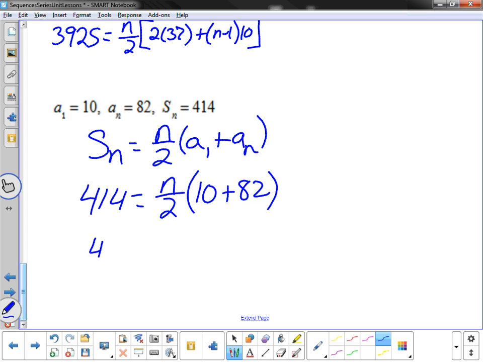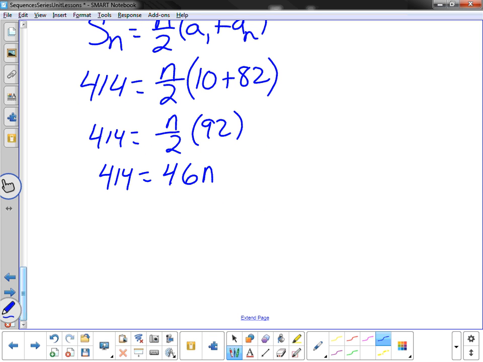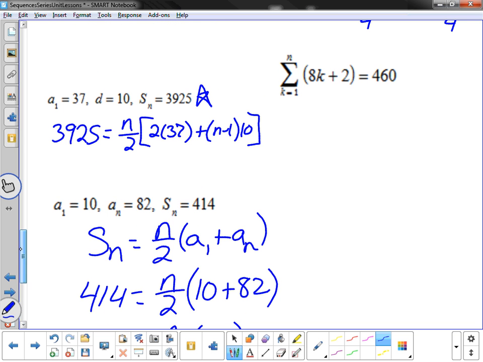So 414 has to be n over 2 times 92. Well, that's 92 over 1. 2 goes into 92 46 times. So I got 414 equals 46n. So I would just take 414 divided by 46, and I find out that again, I end up with 9. Okay, the answer is not always 9. This one here, if I work it out, n happens to be 25. So I just want to show you, it is not always 9.